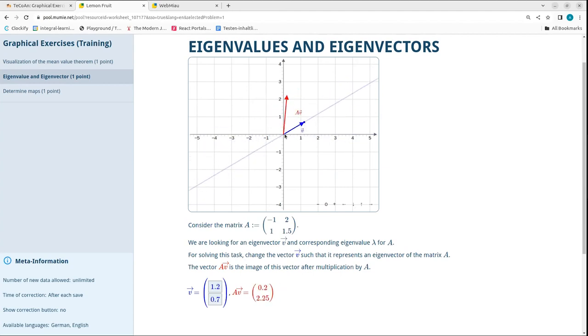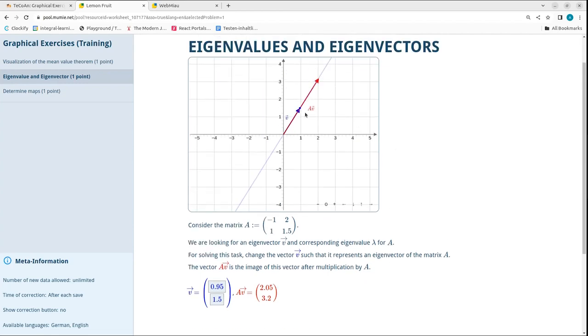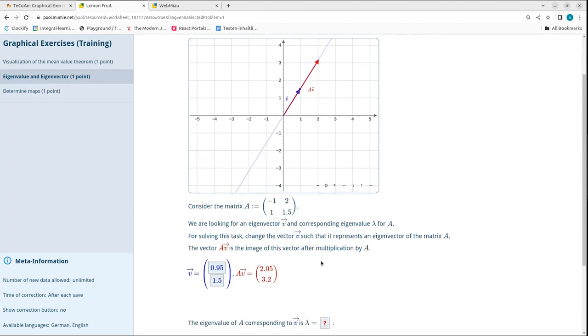To help the student a little bit, we show not only the vector, but the whole line through the vector. The task is that the student should move the vector to get an eigenvector for the matrix. He should be aware of what an eigenvector is: it's a vector where the image goes in the same direction. So I have to drag it to a place, for example here, where the image goes in the same direction. And not only do I have to get the eigenvector correctly, but the next task is that one should also plug in the eigenvalue for that eigenvector, so read off from the vectors what the eigenvalue is.